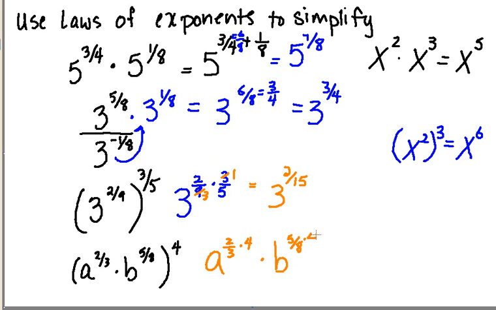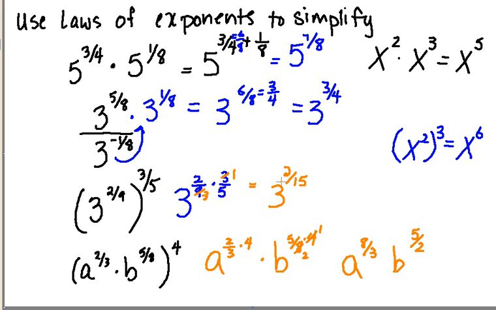So a becomes 2 times 4 is 8 divided by 3, so it's 8/3. And b becomes, I can do some cancellation. 4 goes into 8 twice, 4 goes into 4 once, so b to the 5/2.